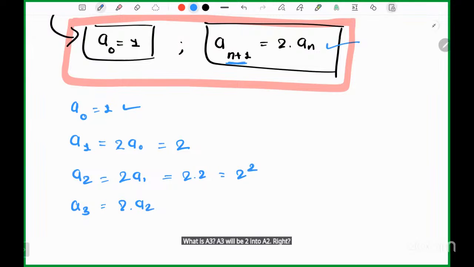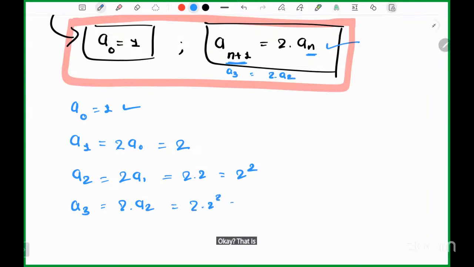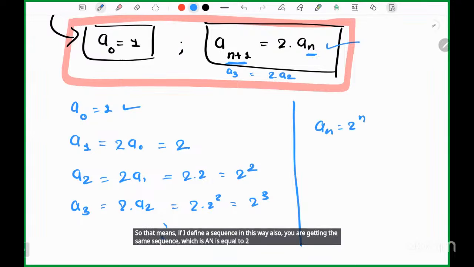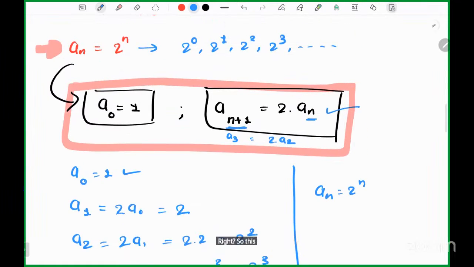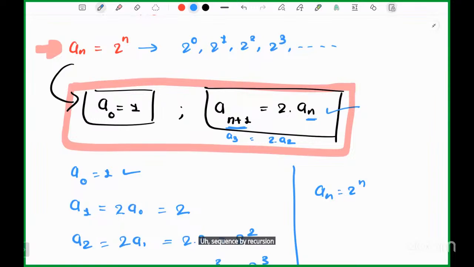An plus 1 is equal to 2 into an. So if I take n equal to 2, that says a3 is equal to 2 into a2, that is 2 into 2 square, which is 2 cube. So if I define a sequence in this way, you get the same sequence, an is equal to 2 to the power n. This is another way of denoting a sequence, and this way is known as the sequence by recursion relation. Recursion means that we are relating the next.